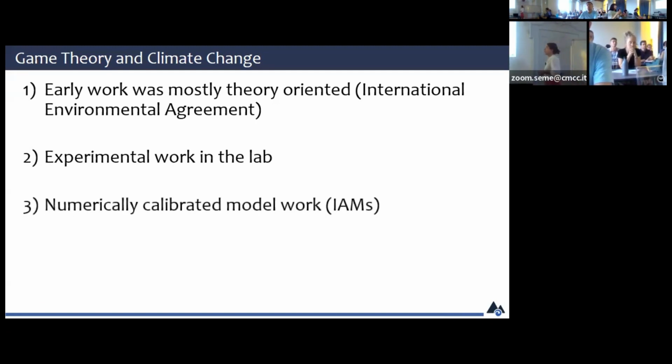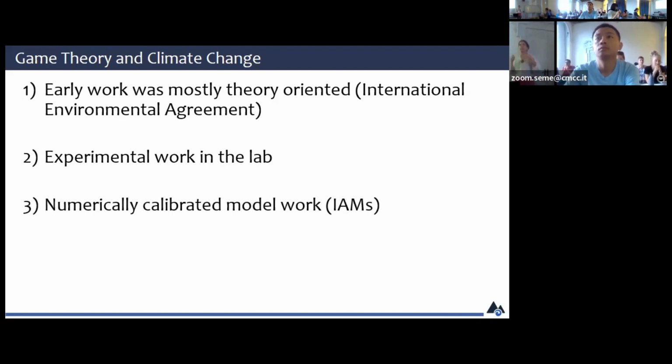And then there's the work that most of us will do and have done, which is to take a numerically calibrated model, let's call it an IAM, integrated assessment model, and play with game theory. So this is what I want to cover today, and then we'll start to play with the last one.